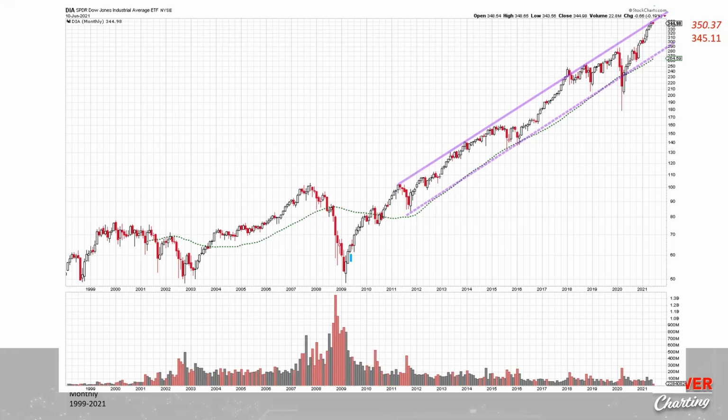And then here is a monthly chart going back to 2009, monthly bars. And here is Wyckoff trend analysis structure, with the trend line being drawn on these points along the way up. And look, we are now into an overbought condition. And I think that 350.37 was the high print for the DIA so far.